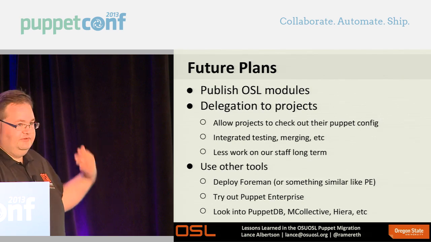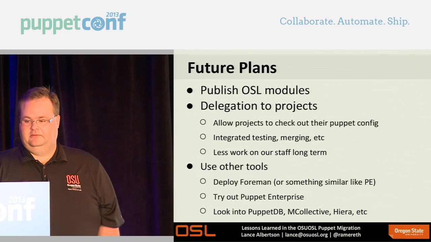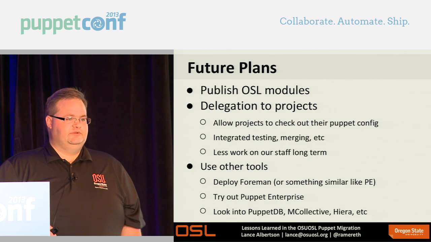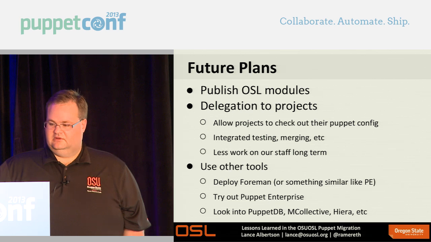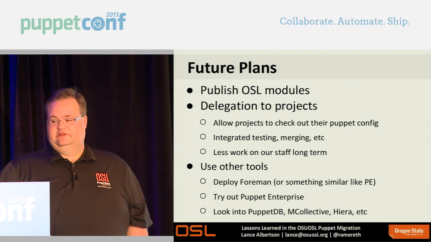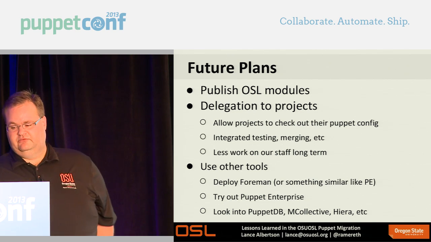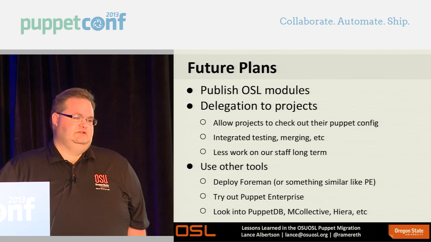So future plans: publish all the OSL modules that we have. We want to clean them up and get more delegation to projects. We want to definitely take a look at Foreman, because Foreman's really cool. Maybe try out Puppet Enterprise, since we have the hookups at Puppet Labs. And definitely take a look at PuppetDB and then MCollective and Hiera. With the current system that we have right now, we really haven't done that. We haven't had the need to, but I think we definitely need to do that moving forward.